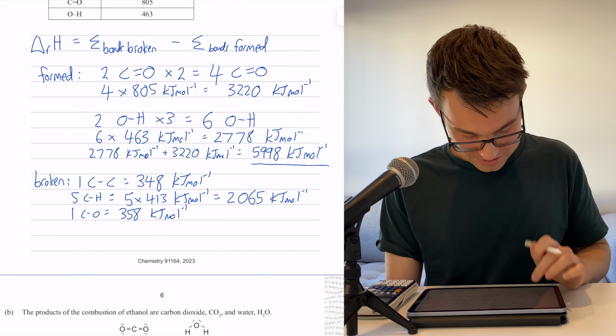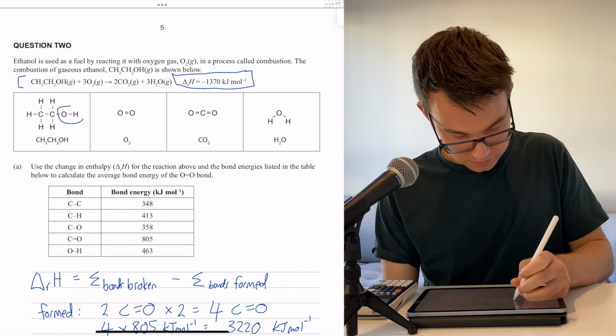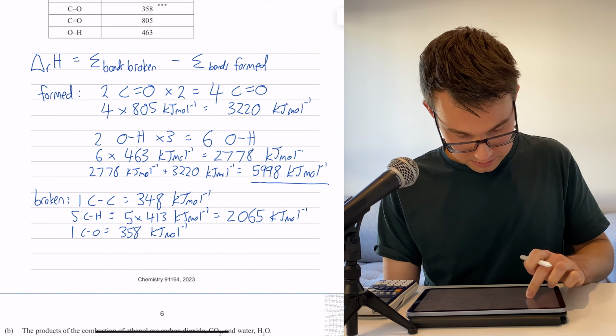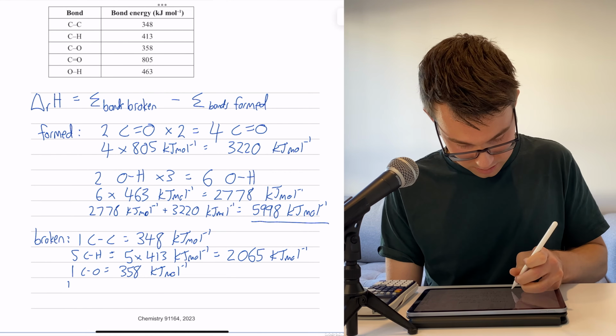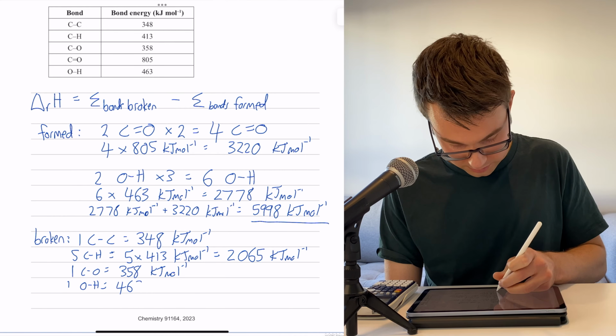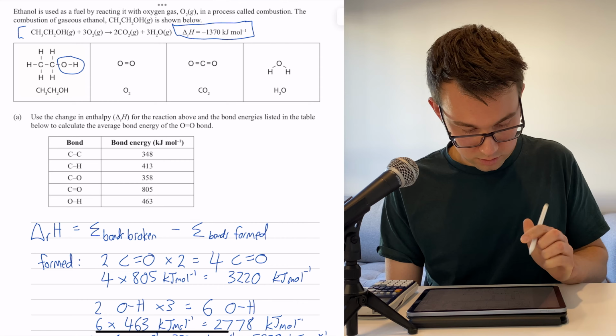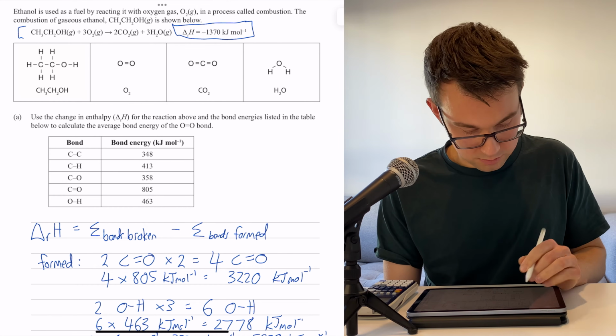So, yep. So 1 CO, and we also have an OH bond. We don't want to forget that one. So that is 1 OH, which is equal to 463 kilojoules per mole. Now, have we done all the bonds that are in the ethanol molecule?